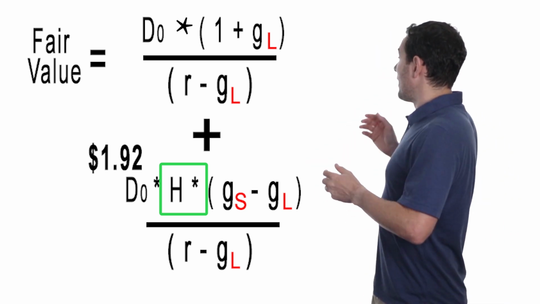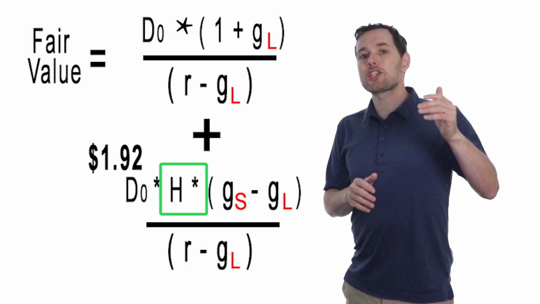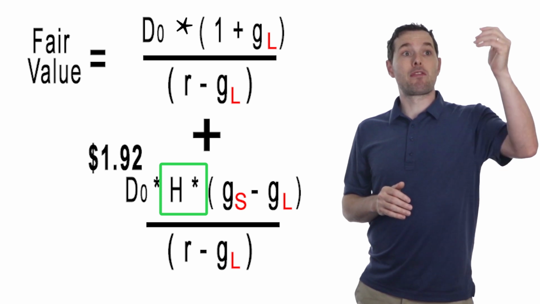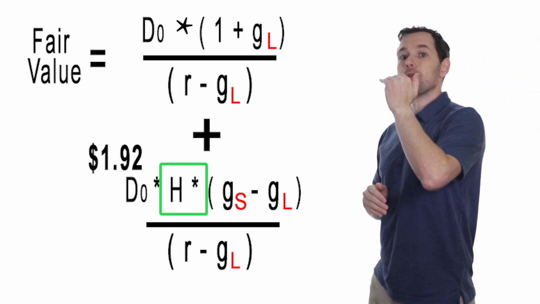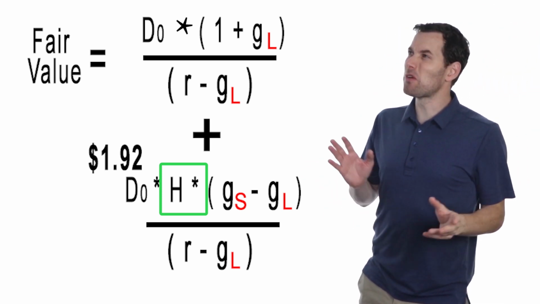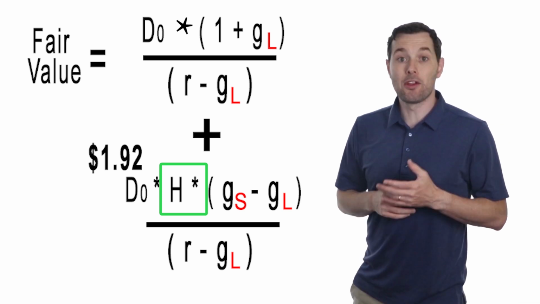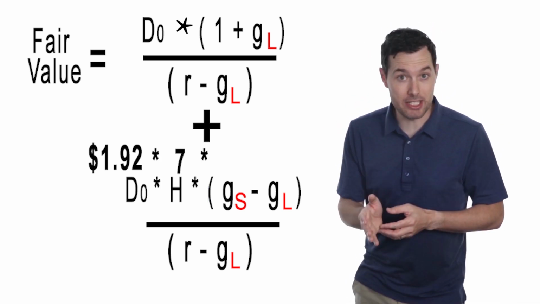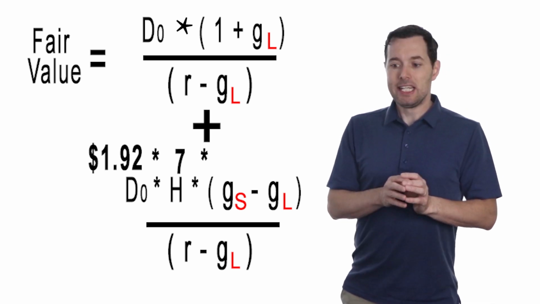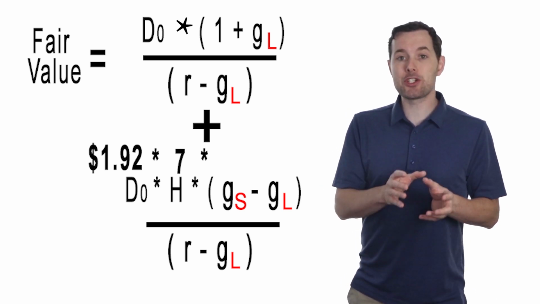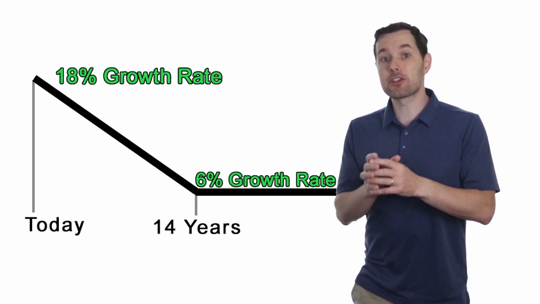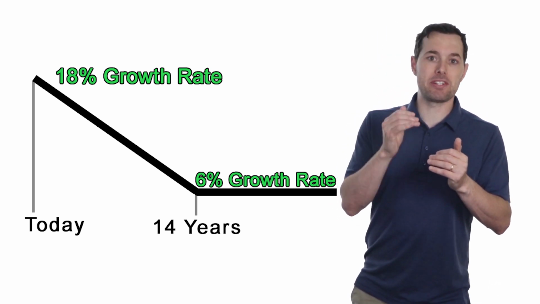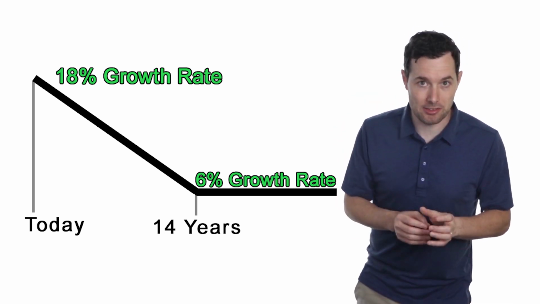So let's imagine that Lowe's is going to gradually decrease the rate that they increase their dividends from 18% down to 6%, and let's pretend they're going to do that over the next 14 years. The H represents half of that, so there we plug in 7, which is half of 14. Once again, the theory here is that Lowe's is going to gradually decrease their dividend growth rate every year until it hits 6% in 14 years. That's what these assumptions are telling us.